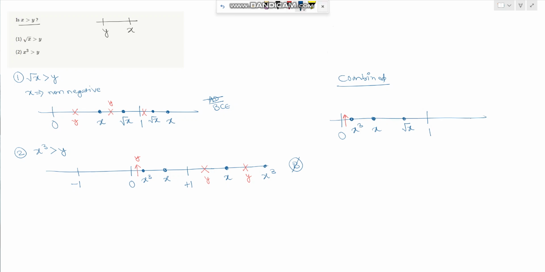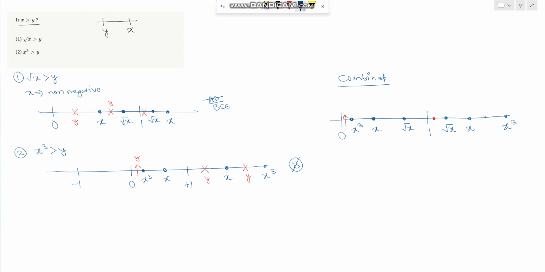What about this section? So let's say if x is here, x cube is a value which is to the right of x, and root of x is a value which is to the left of x. The statement tells us that root of x is greater than y, which means y lies in here, and it also tells us that root of x is to the right of y. Okay, so y lies in here, and it also tells us x cube is greater than y, which means again y lies in here. So in both cases, either y lies in here or y lies in this particular region.